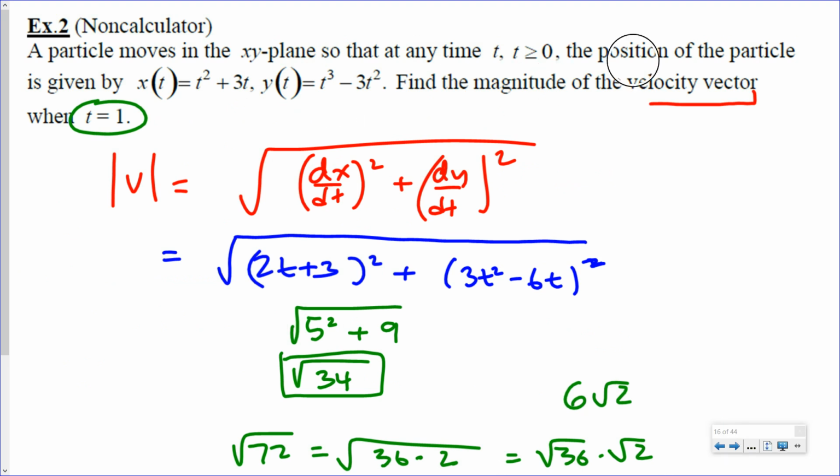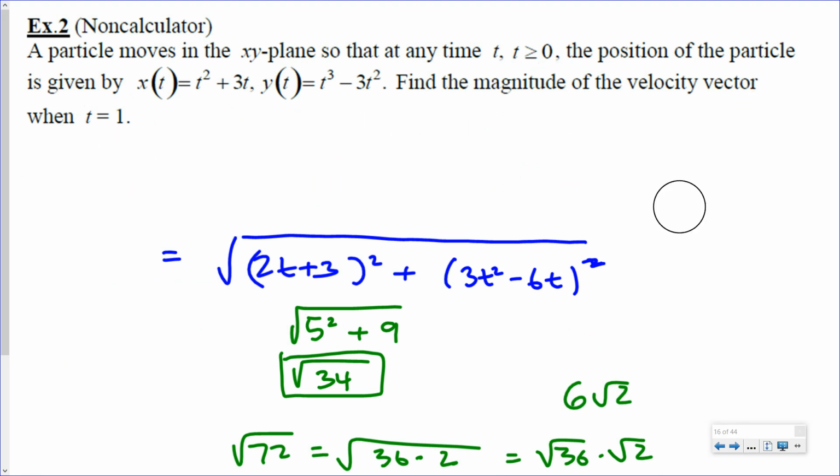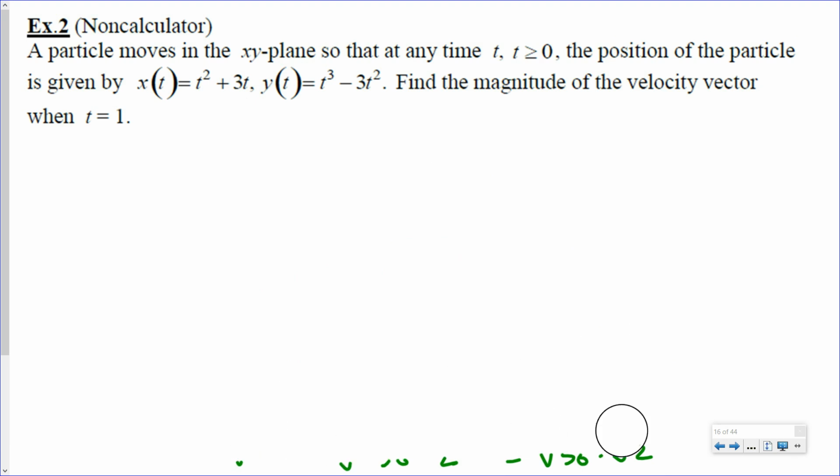Number 2. We're given x and y again. We're given time is greater than 0, which is nice. I like that. And then they're asking you for the magnitude of the velocity. Guys, most of this is just formulas. What is the magnitude of the velocity formula?